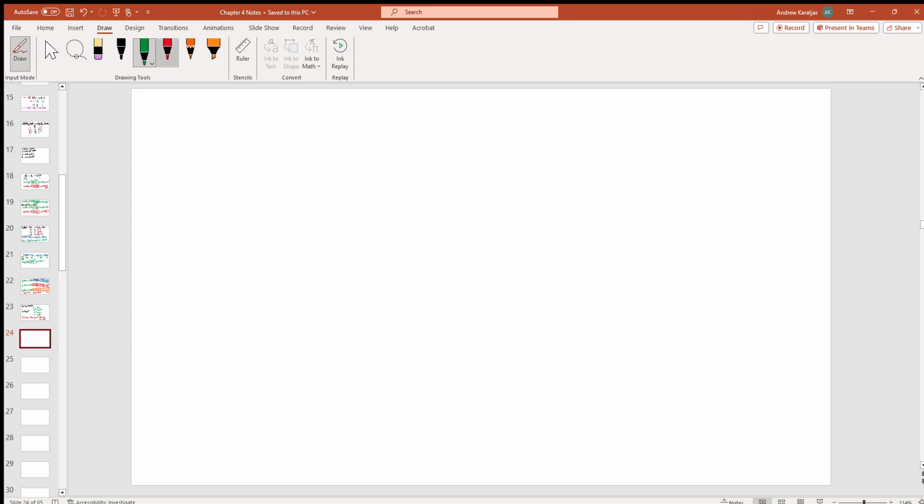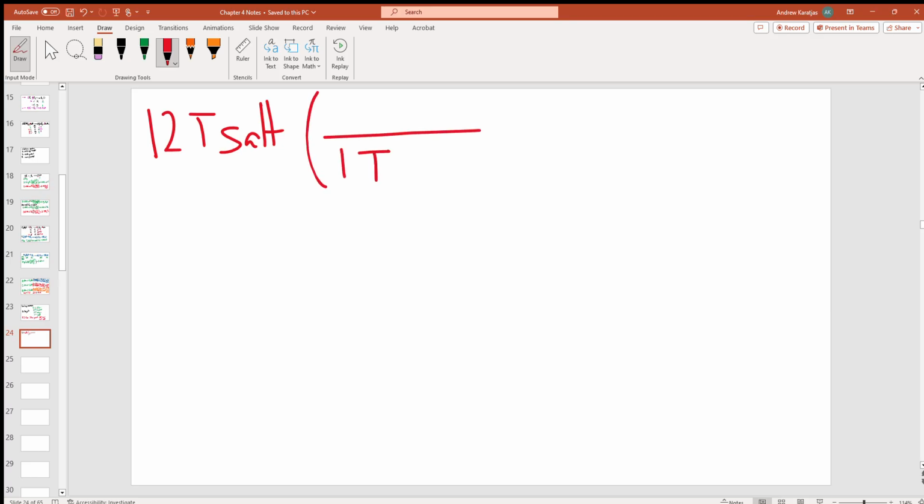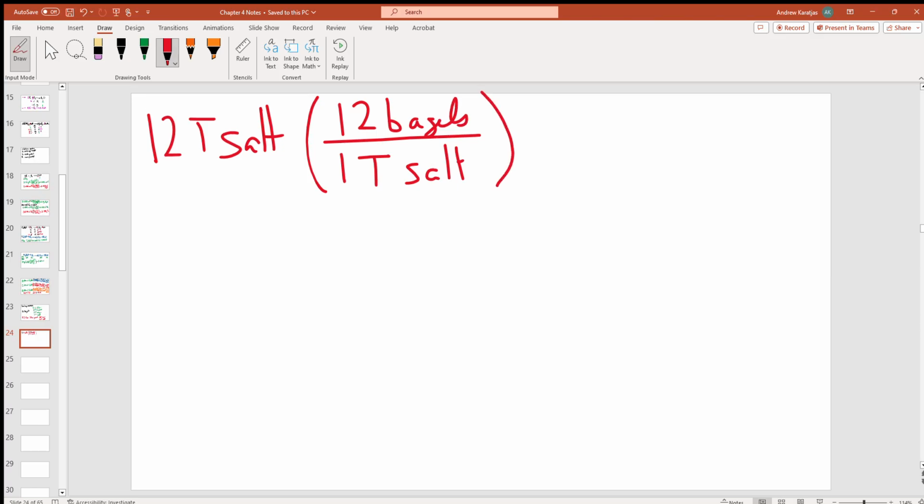So if we think about the salt, we said we have 12 tablespoons of salt. Well, we know that we only need 1 tablespoon of salt. So 1 tablespoon of salt is enough to make 12 bagels. So therefore 12 tablespoons is enough to make 144 bagels.